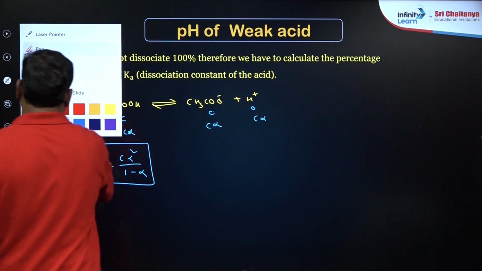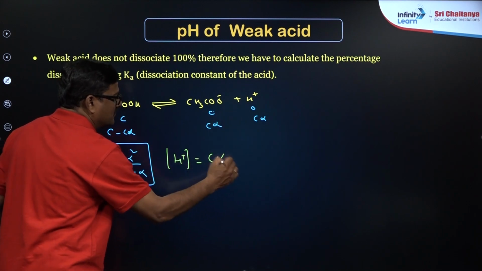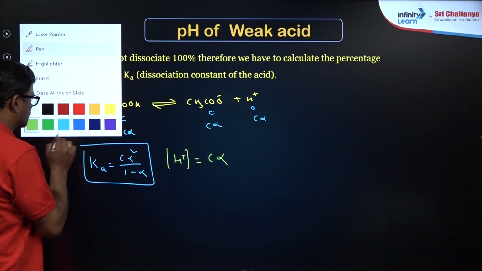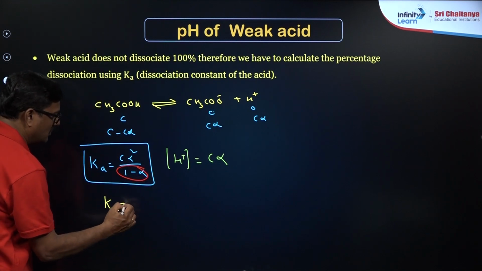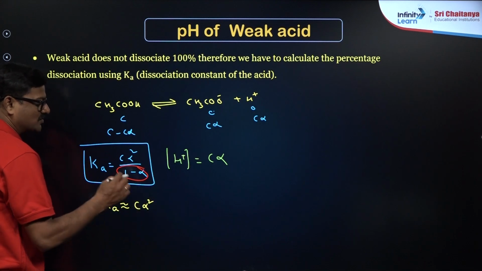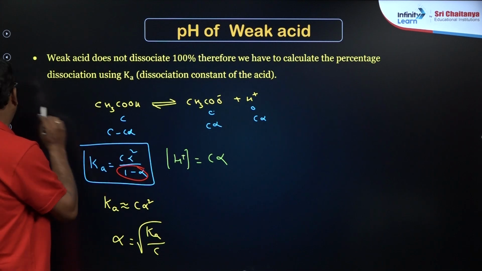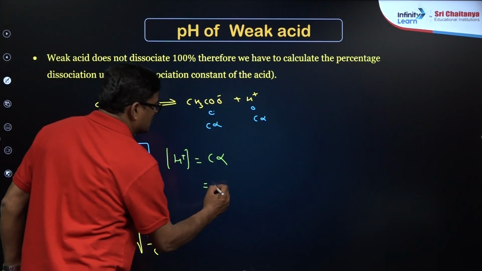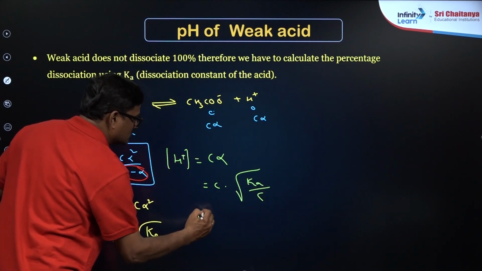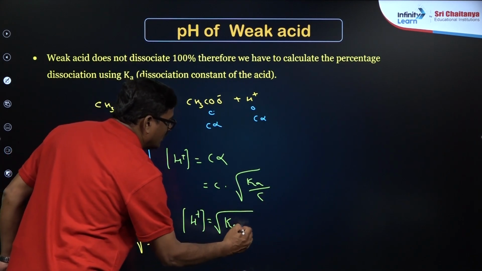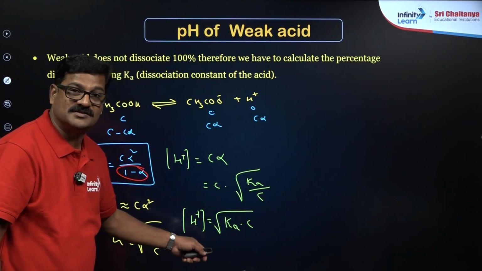You can also calculate the H plus ion concentration here, which is equal to C alpha. If alpha in the denominator is ignored, Ka is nearly equal to C alpha square, so alpha is equal to root Ka by C, and H plus is going to be C times root Ka by C. So H plus ion concentration is equal to root of Ka times C. From there you can take the negative logarithm and calculate the pH directly.